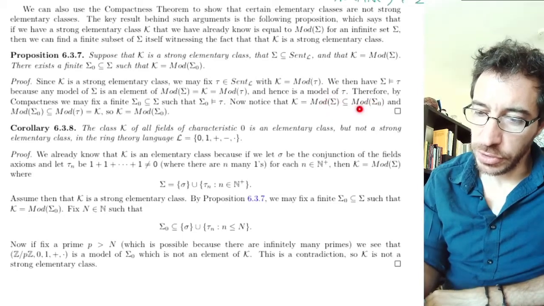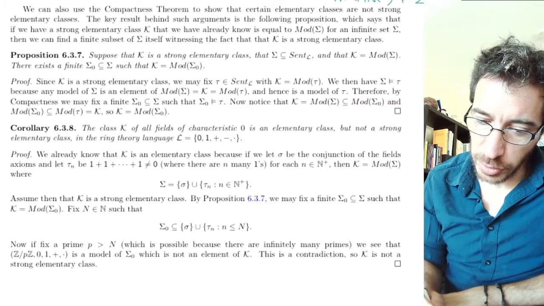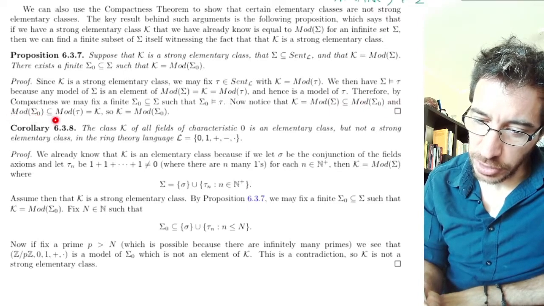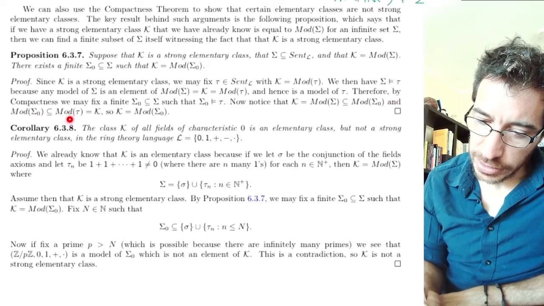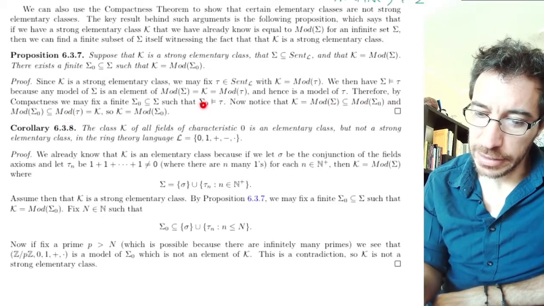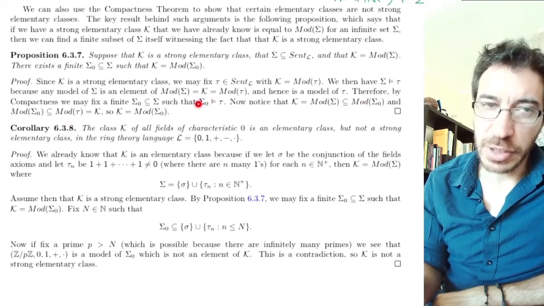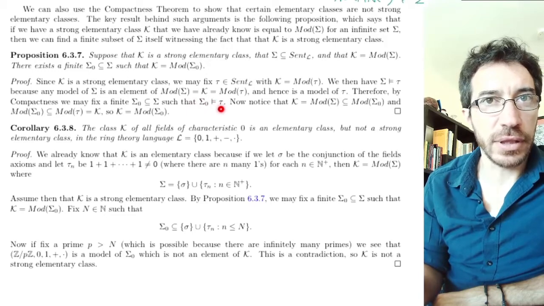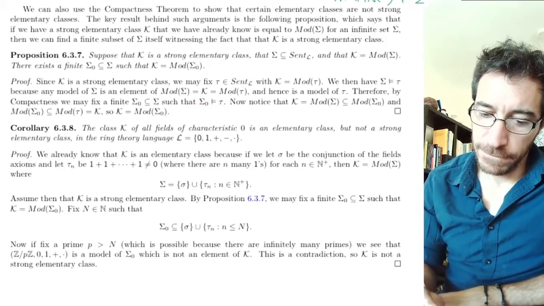So you get this inclusion. And the models of sigma 0 are included in the models of tau. Why is that? Well, because sigma 0 implies tau. So if you're a model of sigma 0, you are a model of tau. So that's why that inclusion.